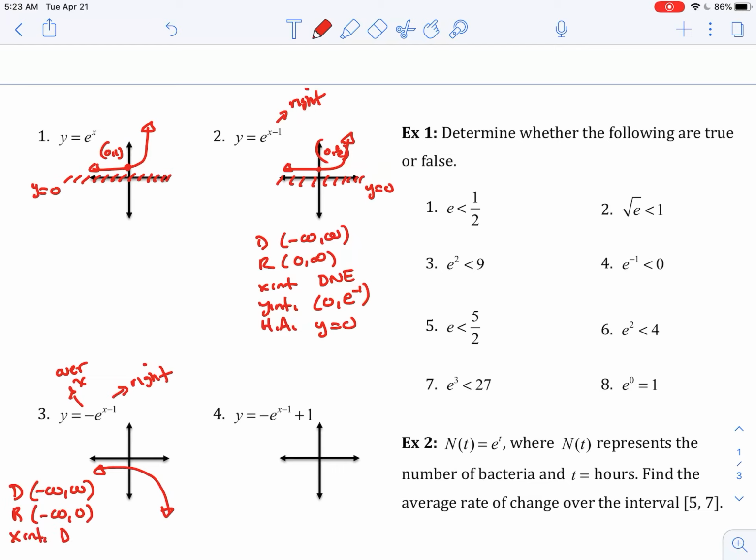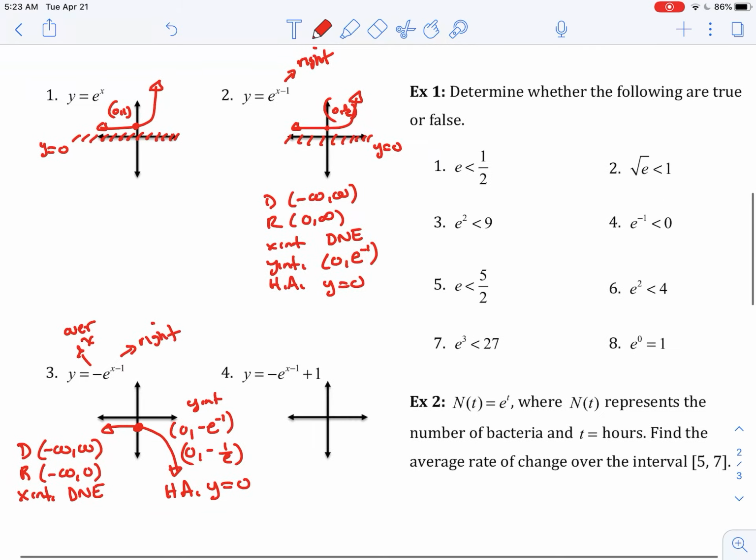We know our graph is still not hitting the x-axis. They do not exist. Our y-intercept, if we replace x with 0, then we're going to get minus e to the -1, or -1 over e. So approximately a -1/3. And we still have our horizontal asymptote at y equal to 0, as x is going towards negative infinity.